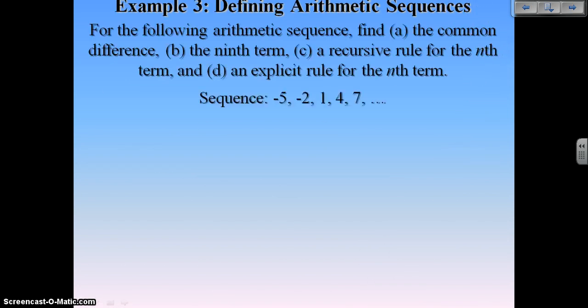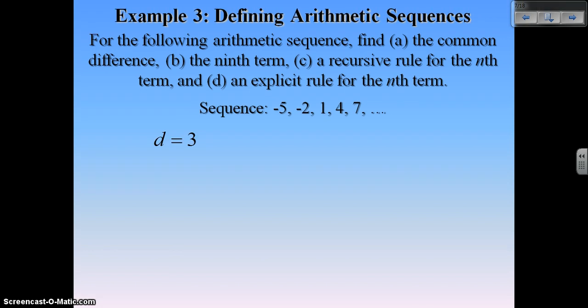Let me move our screen back up here for just a moment. There we go. Our instructions say to find the common difference, the 9th term, a recursive rule, and the explicit rule for this sequence. Well, first of all, I see very clearly that the common difference is 3. I'm adding 3. Negative 5 and 3 is negative 2. Negative 2 and 3 is 1. I'm adding 3 every time, so the common difference is 3.